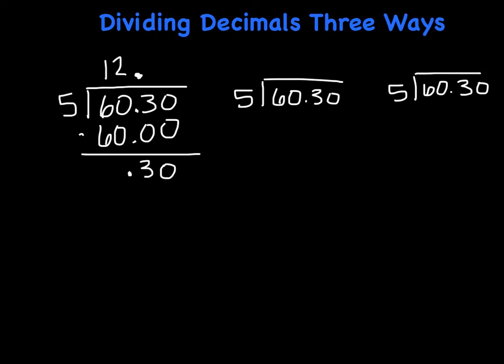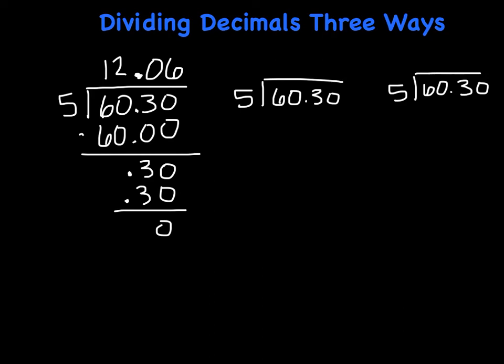Well, what do we need to multiply to get 30 hundredths times 5? It's going to be 6 hundredths. So I'm going to multiply 6 hundredths times 5, and I get 30 hundredths. So my answer would be 12 6 hundredths.